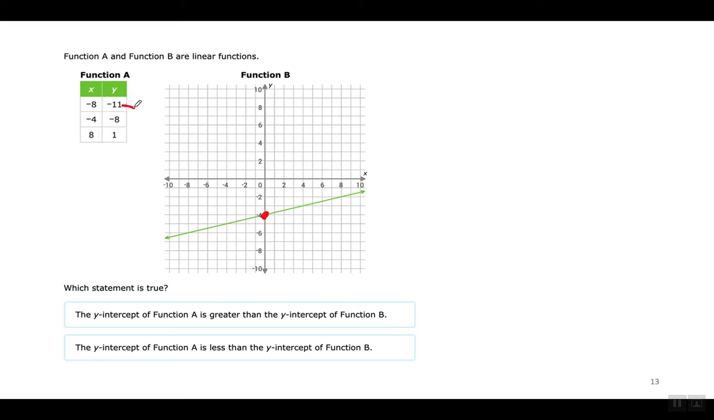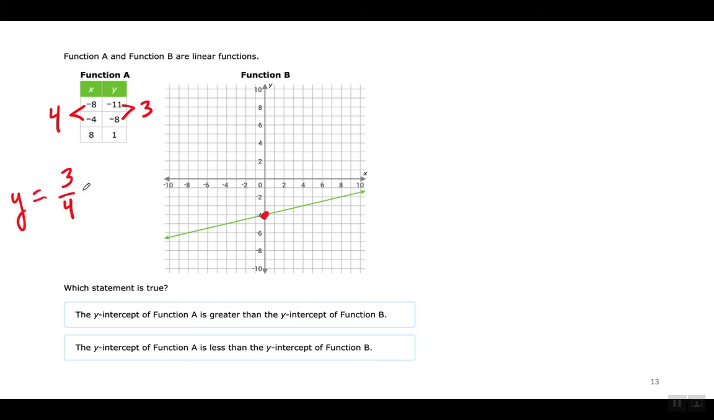In this one, the slope is going to be the difference between 11 and 8, which is 3, and the difference between the 8 and the 4 is 4. So the slope is going to be 3 over 4. It's a fraction. Okay, para este, el slope es 3 sobre 4.